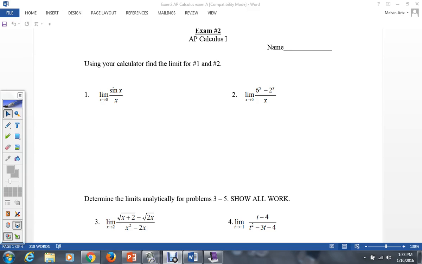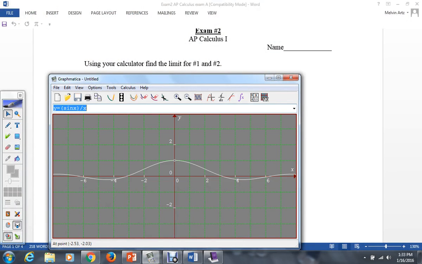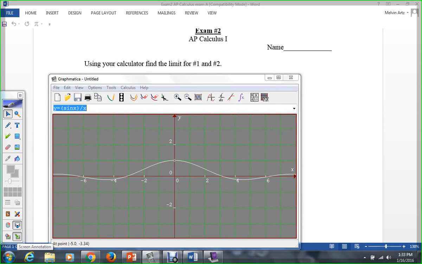Using your calculator, find the limit of sine of x divided by x as x approaches 0. Let's look at the graph of sine of x divided by x. If we did the analysis here, we could look at the one-sided limits. We're looking at the limit of sine of x divided by x as x approaches 0 from the right. As x approaches 0 from the right, we're looking at the y values. What are they approaching? They are approaching 1.